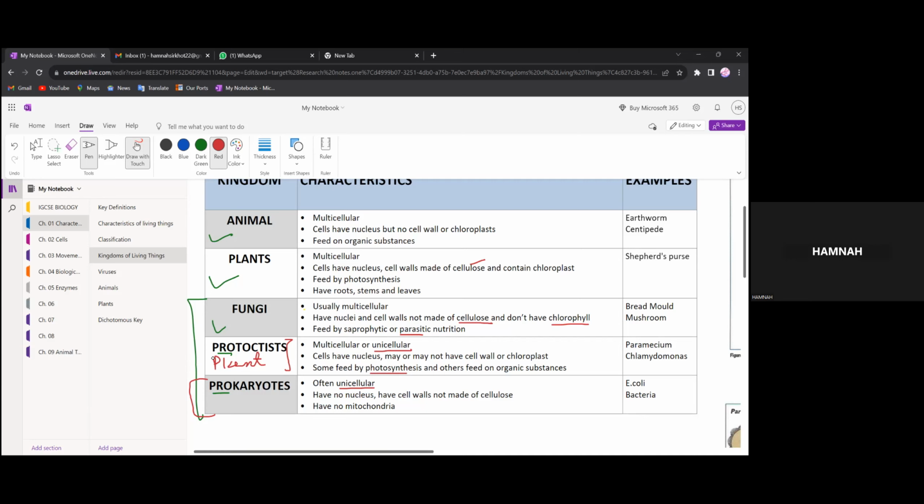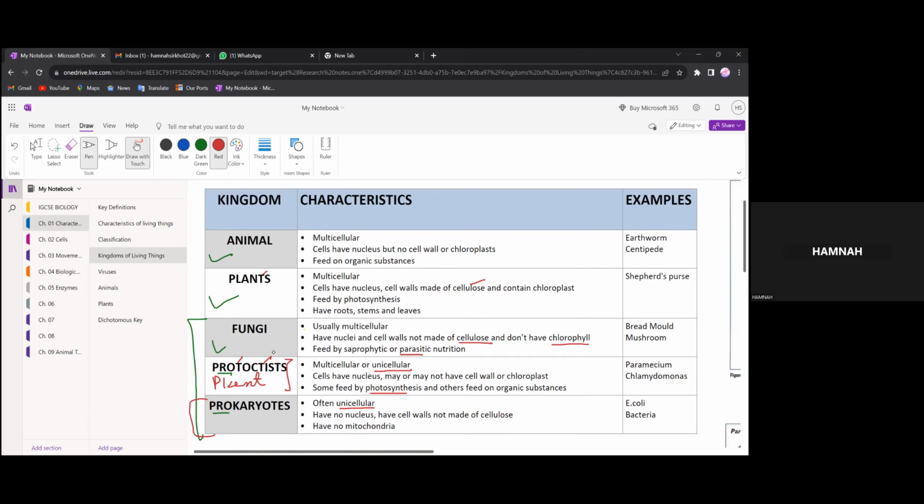So protoctis, just think that when there are two T's, it means they're closer to plants. This is a way to remember. If they ask you to write the characteristics of Protoctis, and you see two T's, you need to write the plant features, and you know the plant features. Plants have photosynthesis, plants have chloroplast, you write these down.